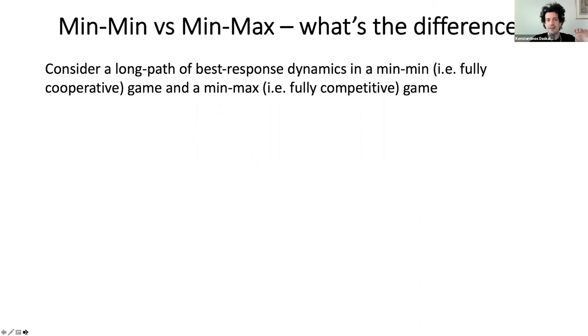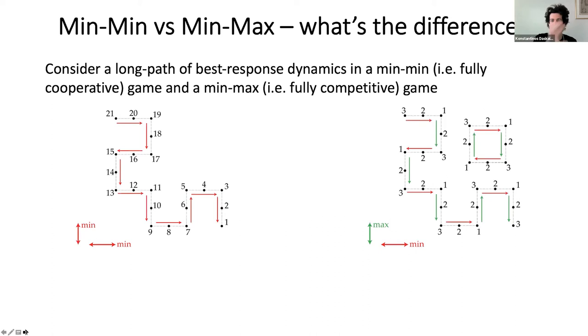So a game where you have two players, but rather than competing, one trying to minimize an objective and one trying to maximize it, they both want to minimize it. So that's a min-min game, okay? And I want to understand how best response dynamics in these two games may look and what conclusions I may be able to draw from best response dynamics in these two types of games. And here I'm showing you on the left and the right two examples of how best response dynamics may look in a min-min game and a min-max game.